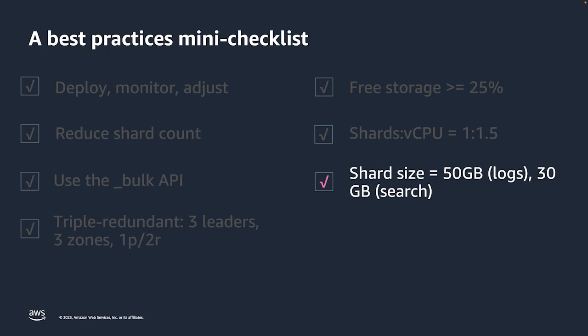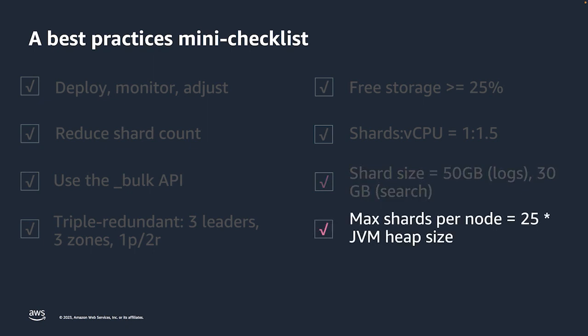It is important to monitor the size of your shards in OpenSearch. For append only indices such as logs and events, the shard size can be up to 50 gigs. For mutable data such as application data, the shard size can be up to 30 gigs. A good rule of thumb is to have 20 to 25 shards per gigabyte of JVM heap.